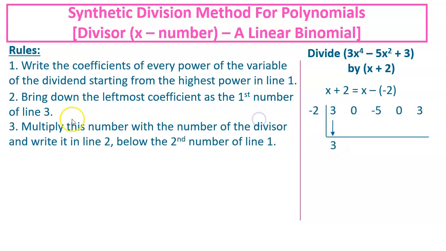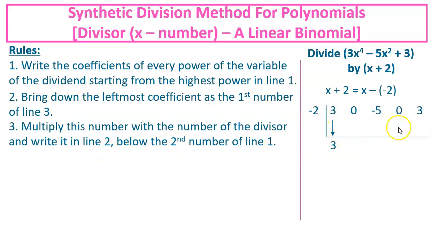Rule number 3 says, multiply the number that we have brought down with the number of the divisor, that is negative 2. Negative 2 when multiplied with positive 3 gives us negative 6 as the product. And write it in line 2.